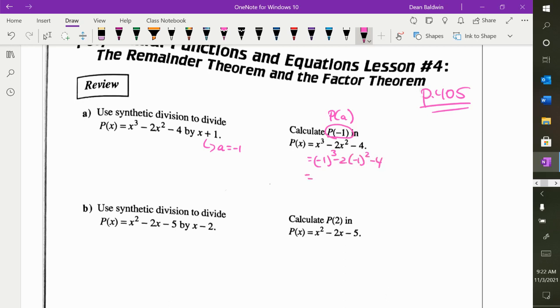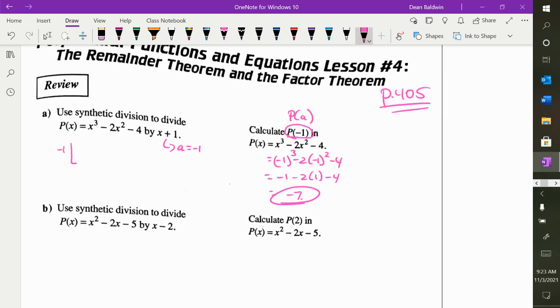What's -1 cubed? -1 minus 2 times 1 minus 4, and I get -7. That is the remainder. If I did this with synthetic, you don't have to write this down. I'll just do it quickly. -3, -7. There's your remainder.